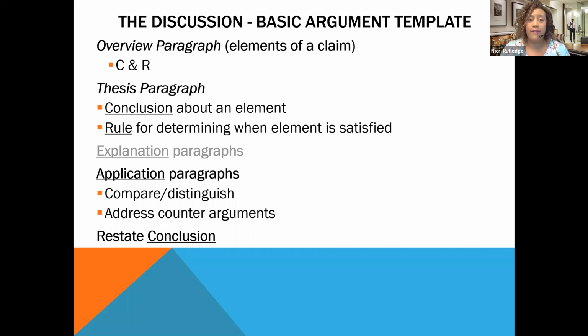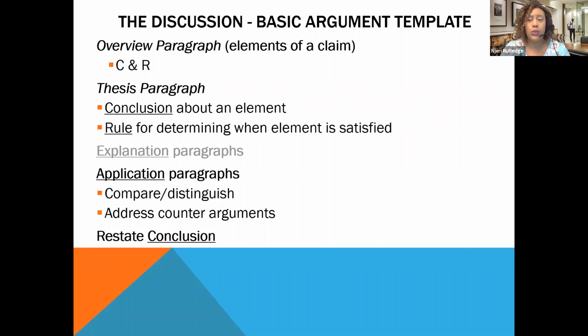Now that you've identified the element or elements in dispute, your thesis paragraph will take one element at a time, state your conclusion about that element, and how is that element satisfied? What factors does the court consider? All that would be in your thesis paragraph, followed by your rule explanation, where you're talking about precedent, the facts, holding, and reasoning of precedent. Your rule explanation is an opportunity for you to give an example of how the law has applied in the past. You've summarized how the law has applied in the past in your thesis paragraph. This is your time to really support what you've said.